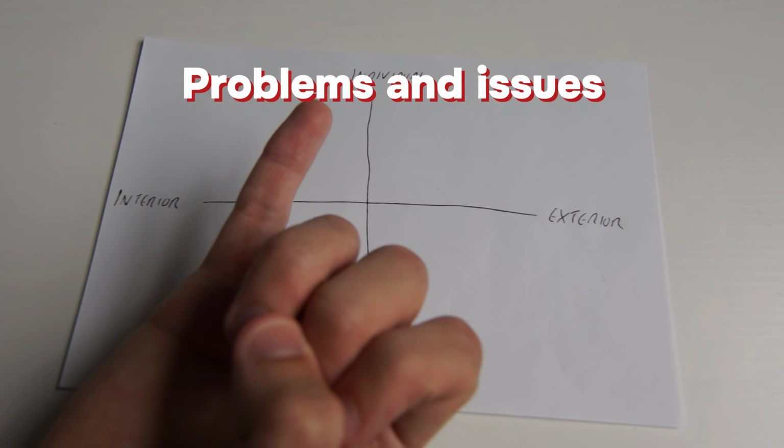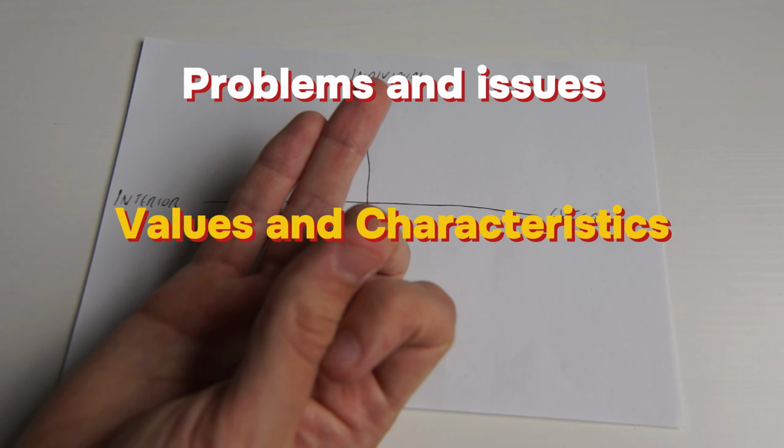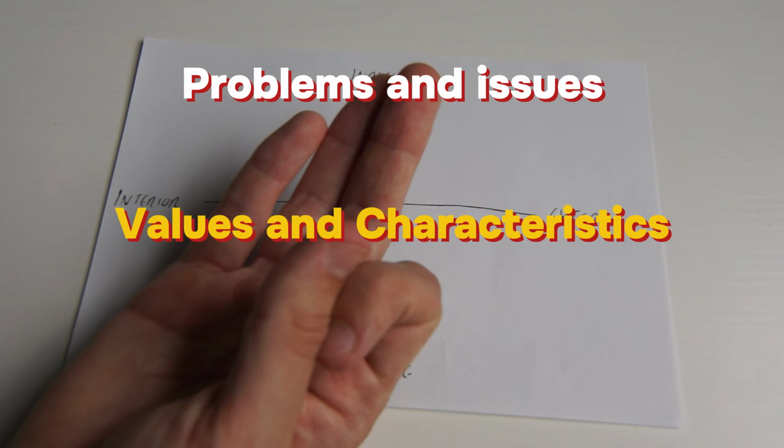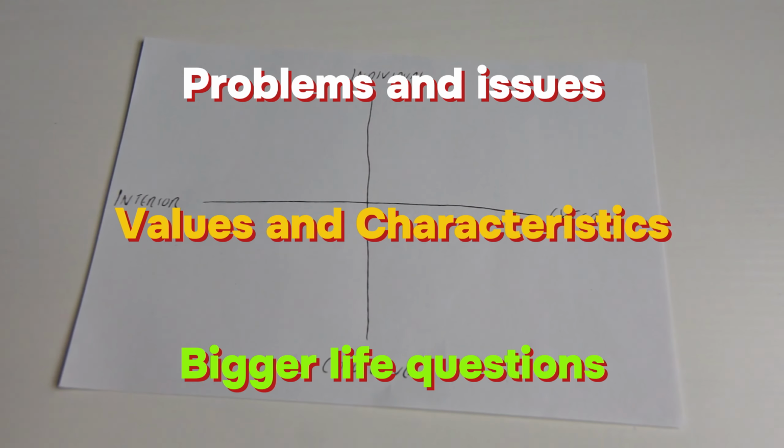Firstly, problems and issues that we might face. Second, values and characteristics that we might like to embody. And third, bigger life questions and how to go about tackling them. Again, all based on this.